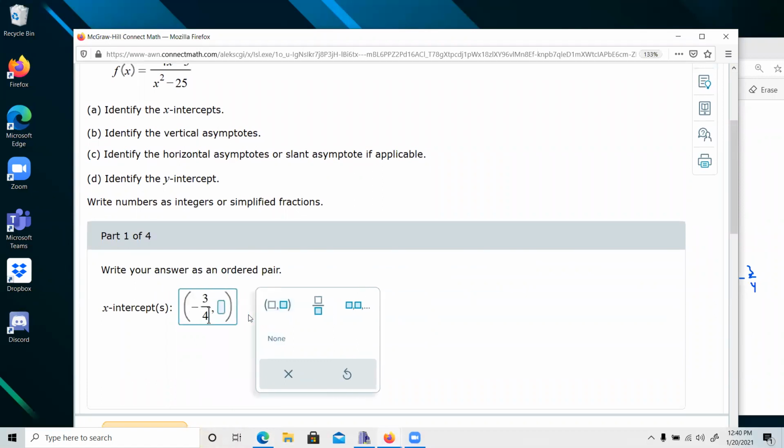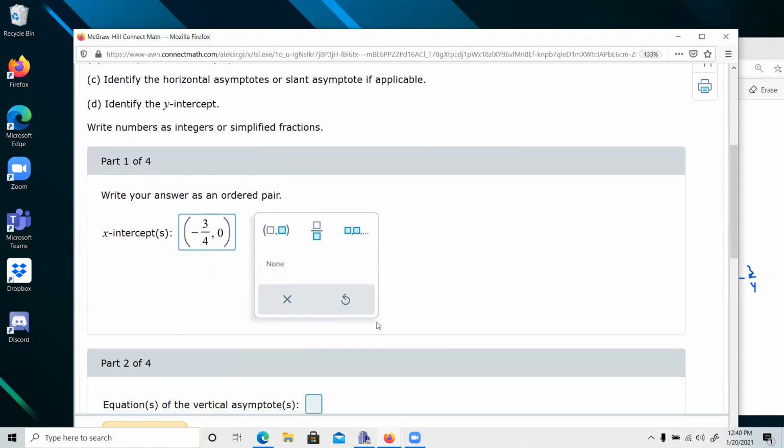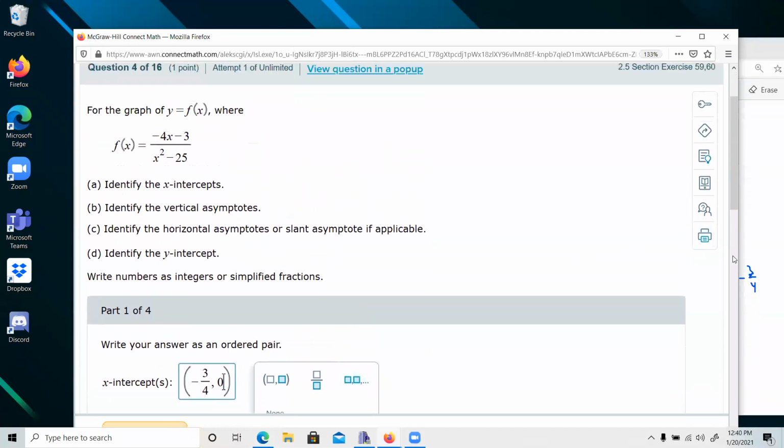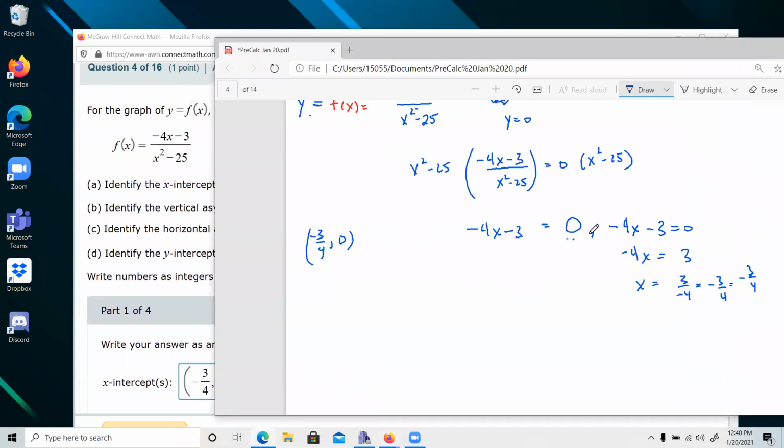Negative 3/4, 0. All right. Write the equations of the vertical asymptotes. Okay. So how did we find vertical asymptotes? We set the bottoms equal to 0, right? We set the denominator equal to 0.